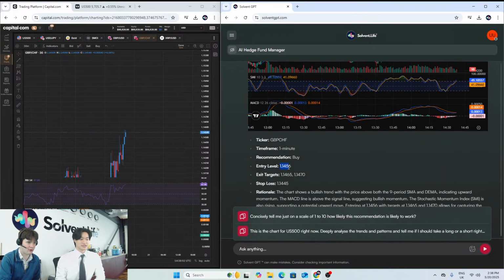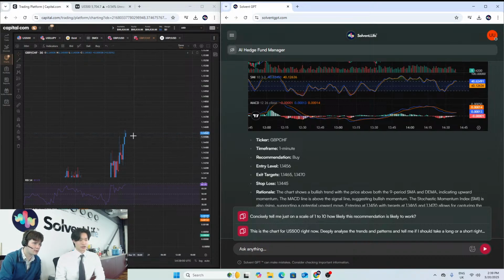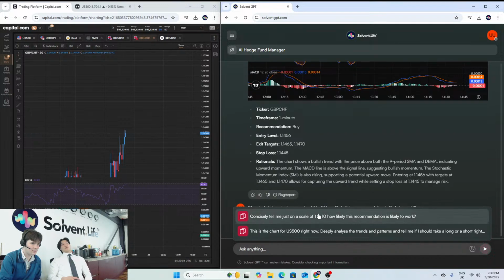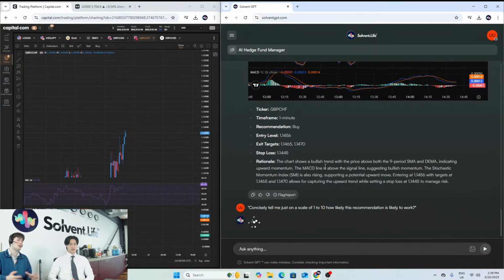Out. Have a look at this information right here. This is what you want to look at: the entry level, the exit targets, exit target 2, and the stop loss. Should we have a look at that? Yeah. Should we put a buy on? Why not? Let's ask for the rating. Yeah, of course. We want to see the confidence level.